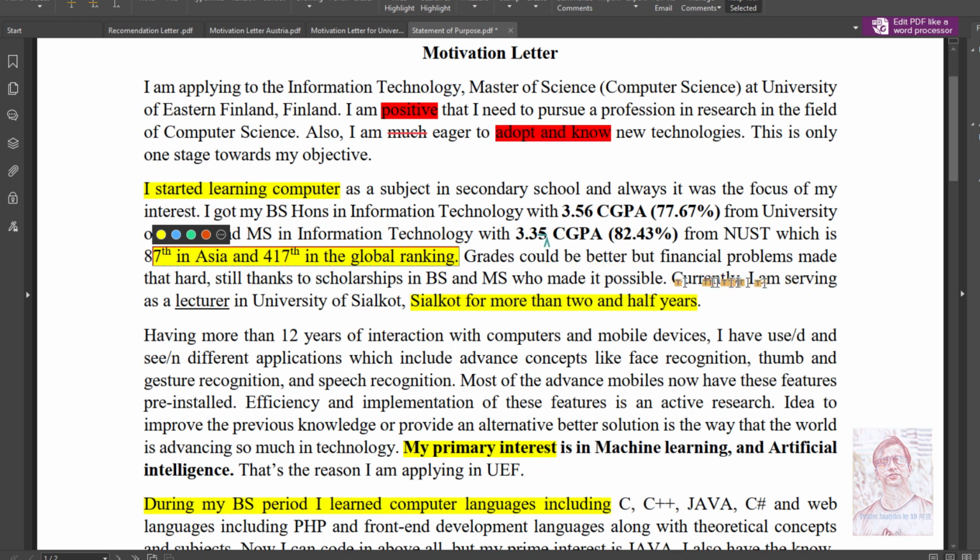And I also mentioned that my GPA could be better because I wanted to mention the scholarships. So this line is leading to the scholarships. I want to mention that I got a scholarship in BS and MS. Then, as I said before, I ended it with what I am doing now. So you can see that it is a pretty good paragraph, I think.